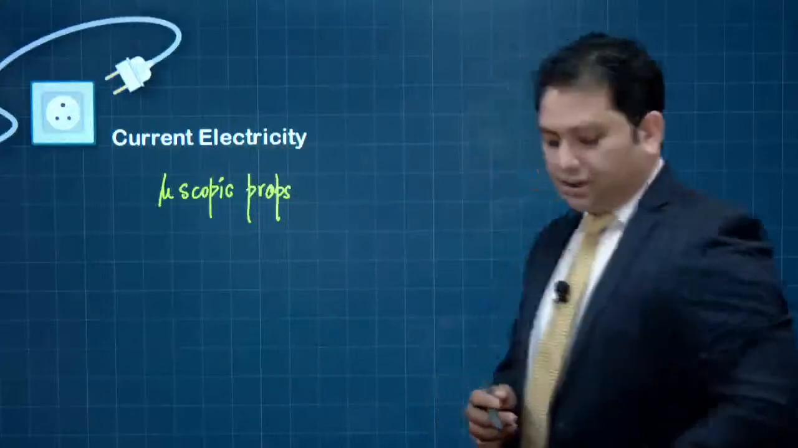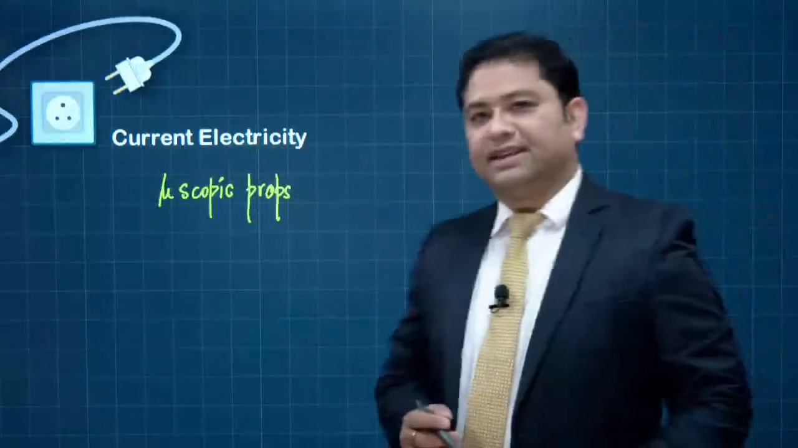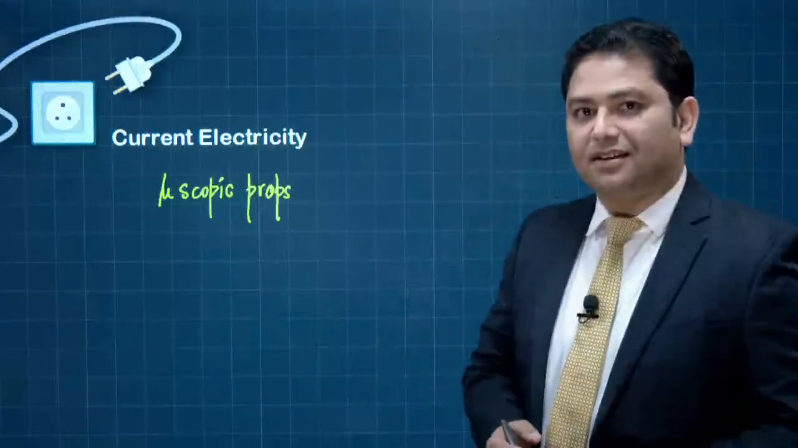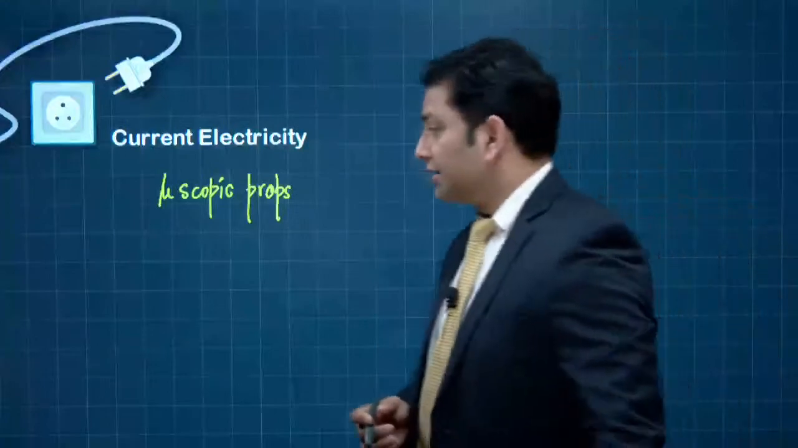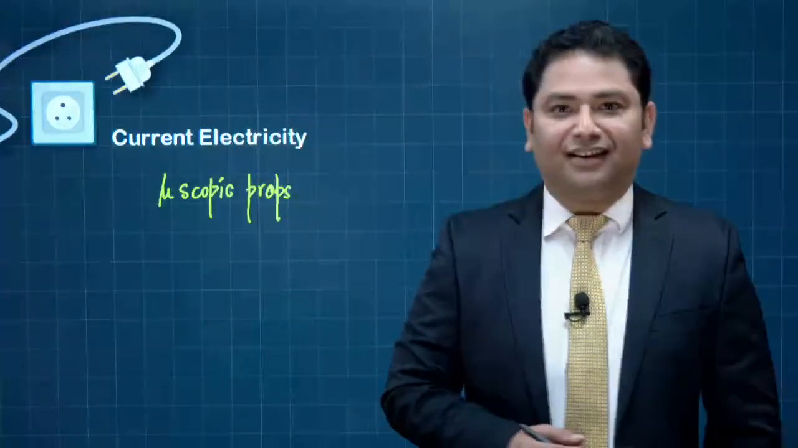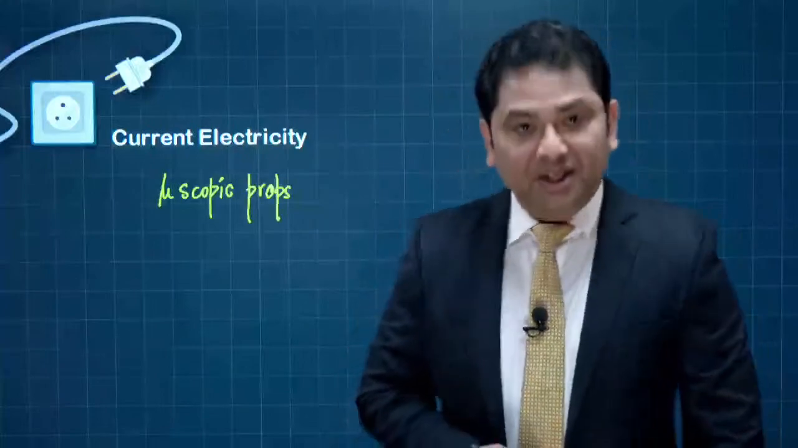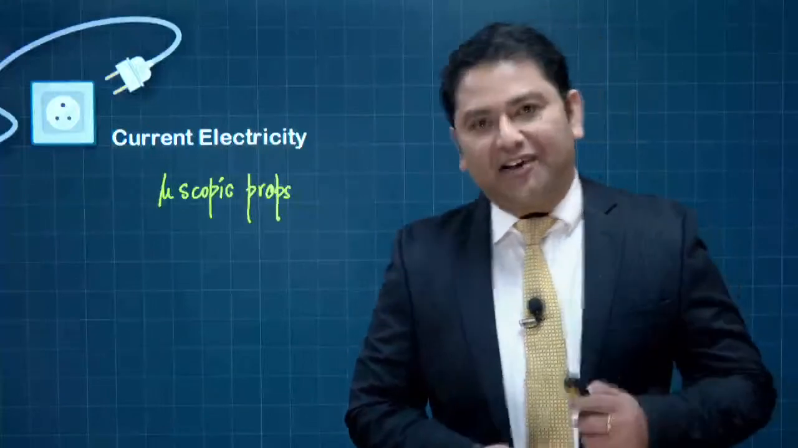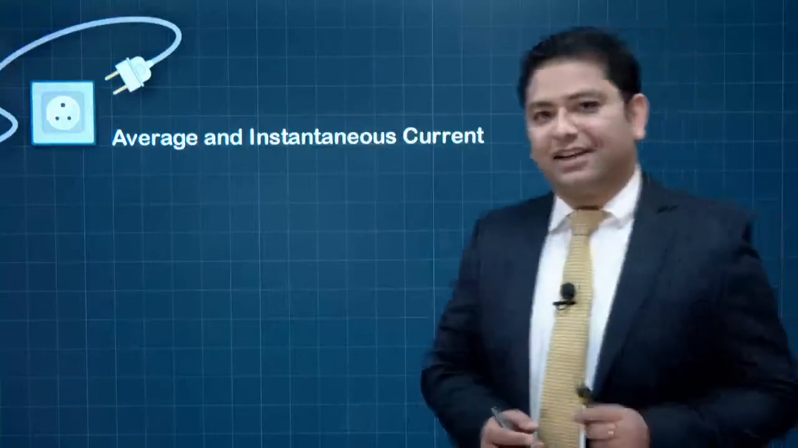All right. So microscopic properties. That's what we're going to do. Let's start. अब अगर current electricity, if you are starting, the first thing that we require is इस current को कैसे measure किया जाए. That is very much important. So let's talk about the average current and instantaneous current.